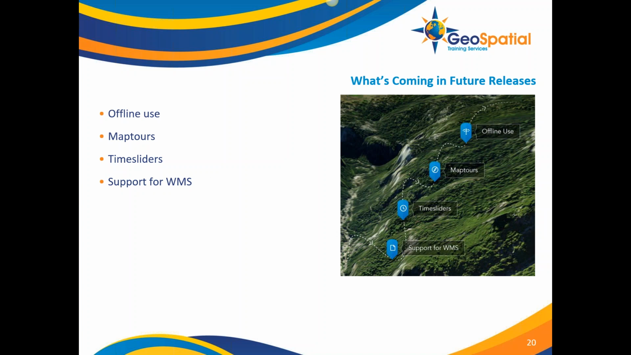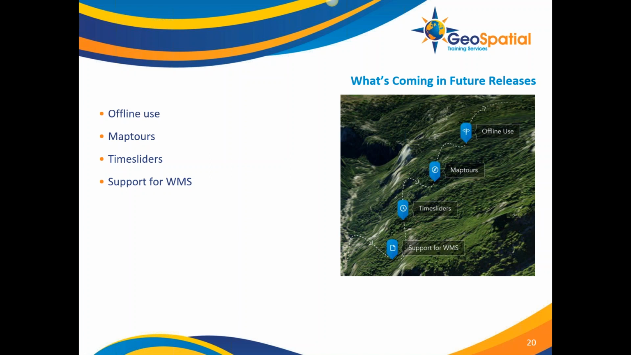All right, so in terms of what's coming in future releases, again, this is just version 1.0 of ArcGIS Earth. So it's fairly limited, functionally speaking, at this point. But it is a software product that they're going to be adding a lot of new functionality to over the coming releases. Some of the things that are coming up that we know of for sure in future releases include things like offline use, so the ability to use ArcGIS Earth without an internet connection.